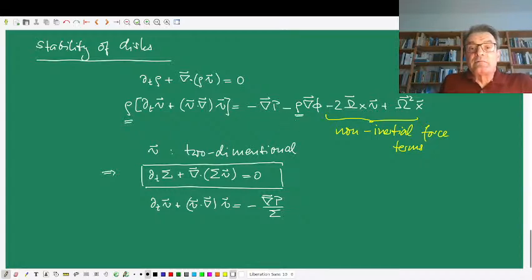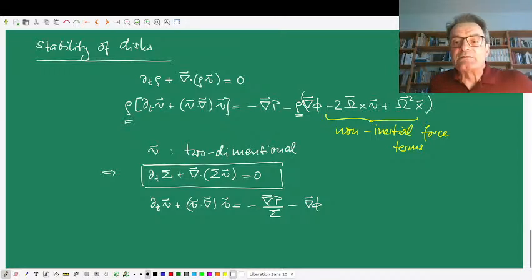The same will happen to this rho here. So this, if I divide then by the sigma that I get after integrating the density over z, will mean that this prefactor here will drop out, and minus gradient phi remains. All right, and this factor of rho also applies to the non-inertial force terms.